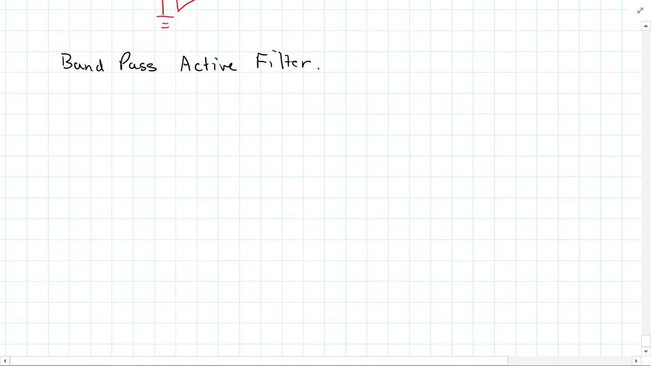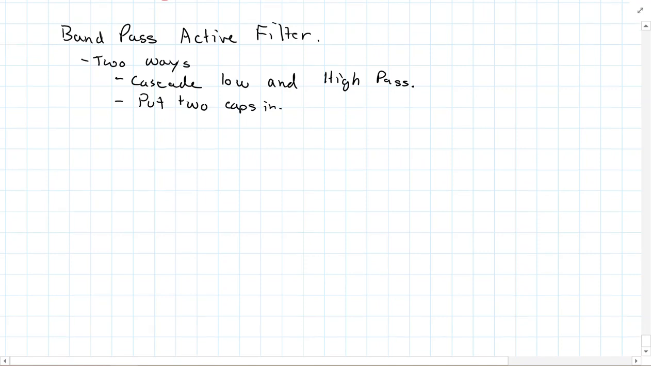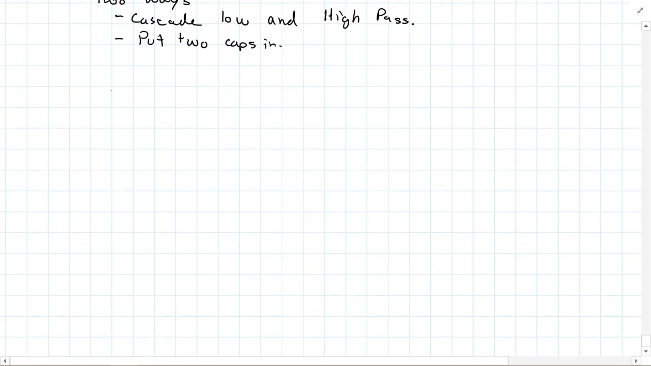Well, technically there's two ways. Cascade low and high pass, or put 2 caps in. And what do I mean by that? Well, let's look at the first one.